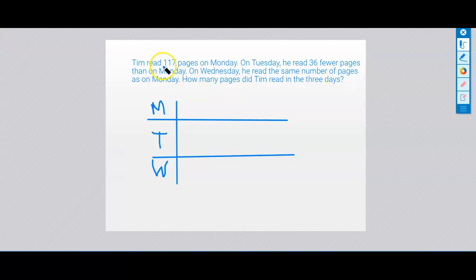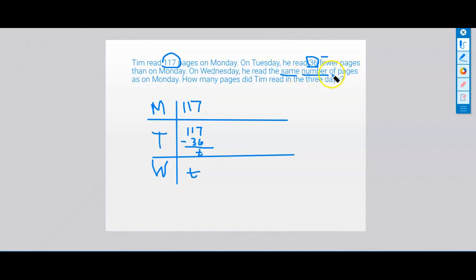Okay, let's go back to our information. We know that Tim read 117 pages on Monday. Do that. You should be doing the same thing that I'm doing. On Tuesday, he read 36 fewer pages. Fewer means subtract than on Monday. So 36 fewer pages than on Monday. On Wednesday, he read the same number of pages as on Wednesday. So whatever you got for this will be the same number of pages.